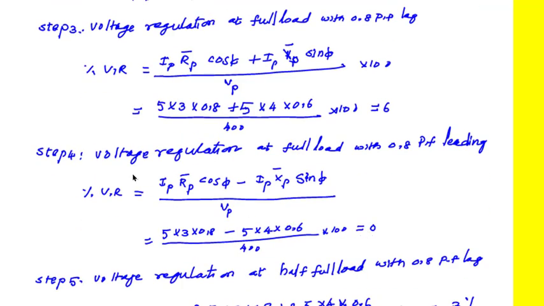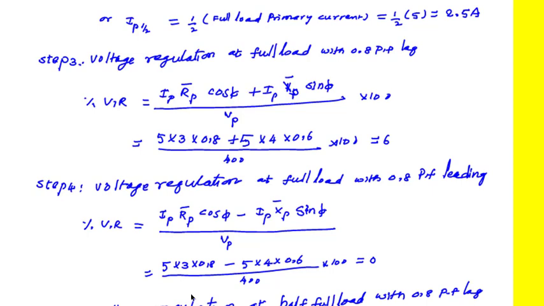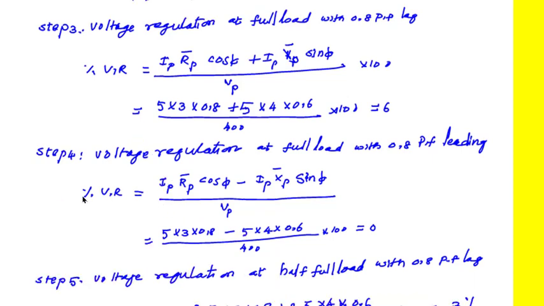Step 4 is the voltage regulation at full load with 0.8 power factor leading. When the power factor is leading, the formula changes: instead of plus, we get a negative sign. So the percentage voltage regulation is I_P R_P bar cos phi minus I_P X_P bar sin phi, divided by V_P. Substituting the full load values: 5 into 3 into 0.8, minus 5 into 4 into 0.6, divided by 400, into 100. Simplifying, we get zero voltage regulation. We see in the formula that zero voltage regulation occurs when the power factor is leading, that is, when the load is capacitive in nature.